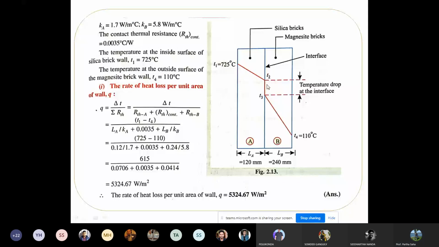Now there is a temperature drop because there is a contact thermal resistance, right? So the moment there is a heat loss from the silica brick to here, it is given T2. There is a temperature drop because of the thermal resistance. If there was no thermal resistance, then it would have been continuous, like there would be no T2 and T3, it would be only T2. I hope you understand, right? Because of some contact thermal resistance, there is a temperature drop. Now, again, the temperature drop becomes T3 and then from T3 all the way to T4. Okay. So how are we going to formulate this?